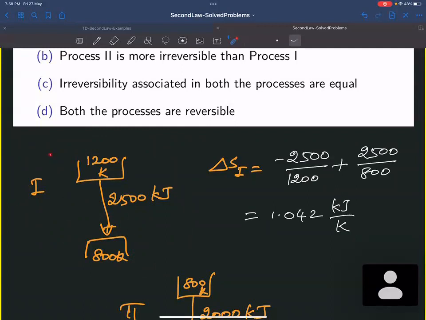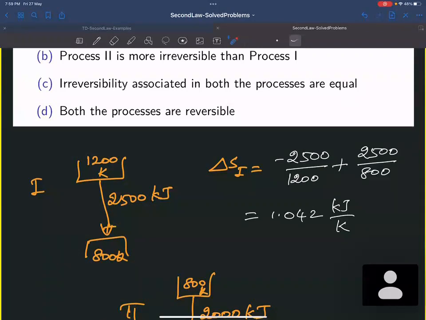Otherwise, this heat transfer is irreversible, because though you have this much temperature difference available, you are not using this temperature difference to produce any work. So whenever there is a temperature difference, we are capable of utilizing that temperature difference for running a heat engine and getting some work. So out of this 2500, if some amount of energy is converted into work, and the balance is given to the sink, then the process is likely to be reversible.